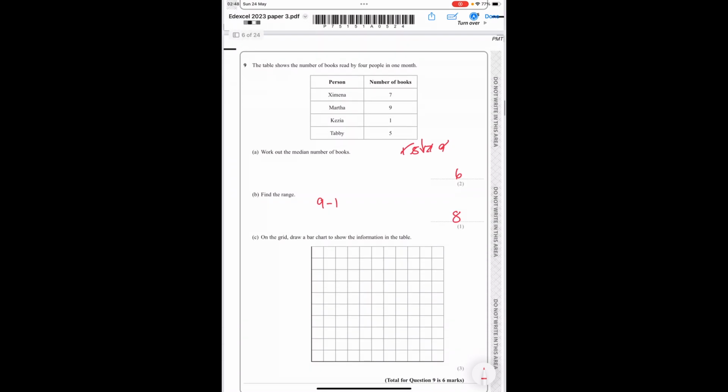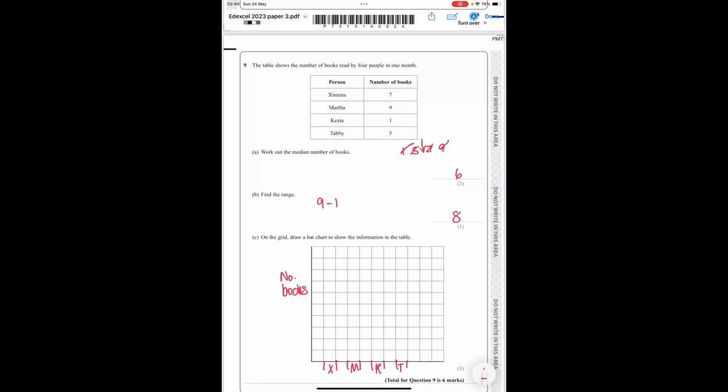On the grid, draw a bar chart to show the information. So we need to make sure we label the sides. So this is going to be the number of books. And down here, we're going to have the people. So I'm going to do 1 for X, 1 for M, 1 for K, and 1 for Tabby, T.